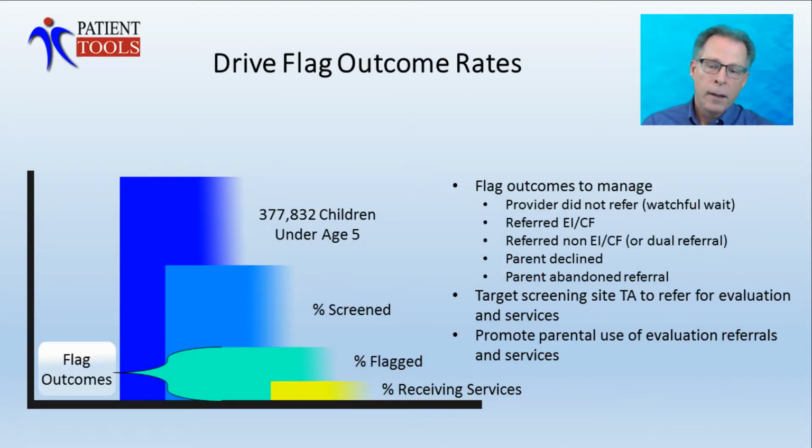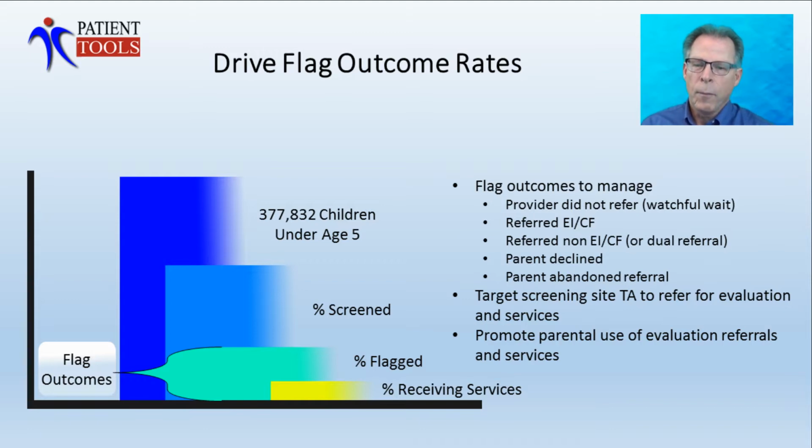Then you look at, okay, if we screened, what we really want to monitor is, what did they do about it? What happened when it flagged, which will automatically happen based on the assessment you're using? But what did you do about it? Did the provider not refer? Did they go under a watchful wait sort of thing? Were they referred to early intervention or child find, or to something else, or was it a dual referral? Did the parent decline? Did the parent abandon the referral?